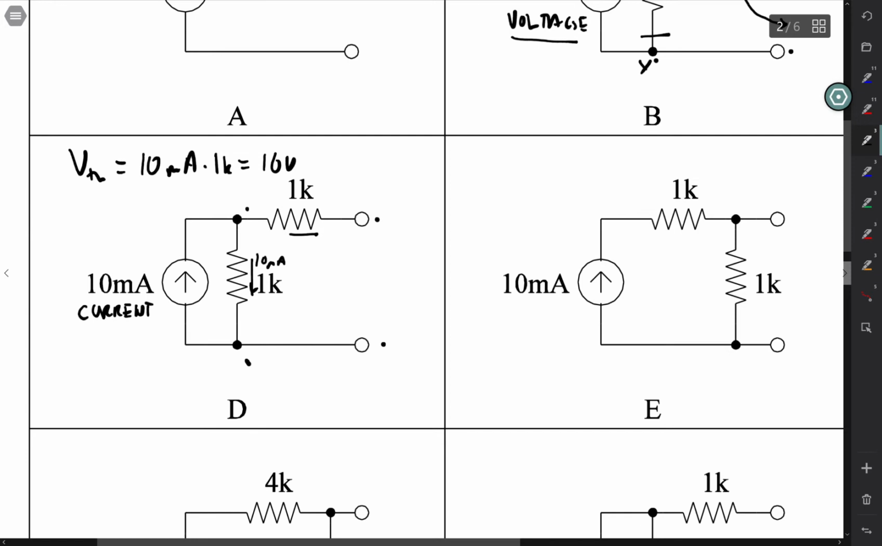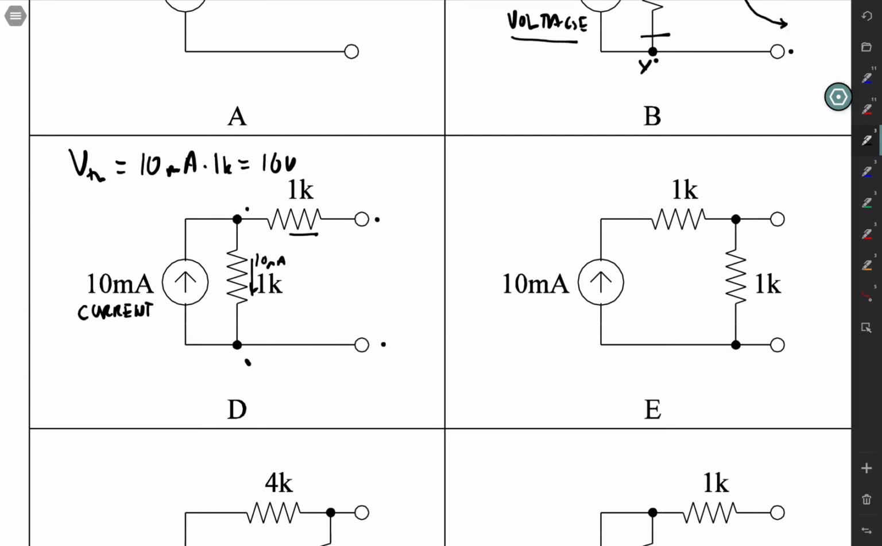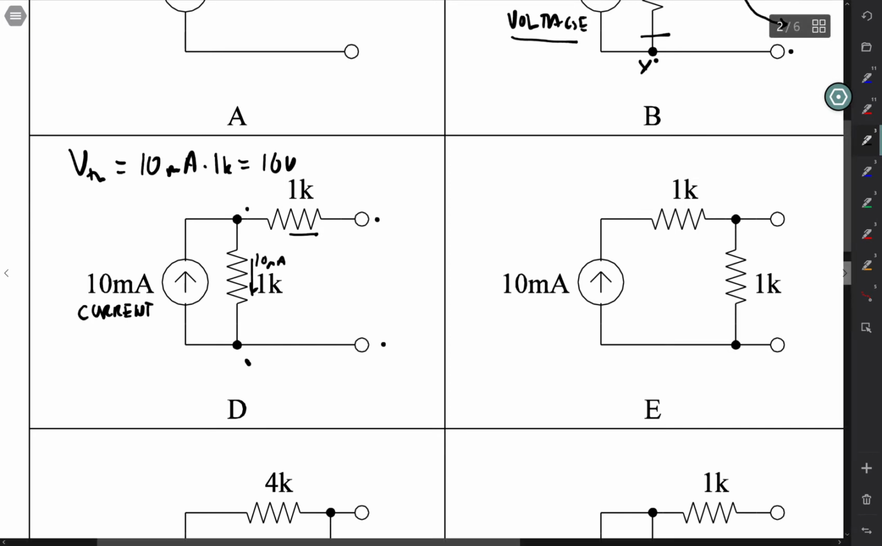On the other hand, the Thevenin resistance is different than it was previously because this current source has effectively an infinite resistance, and so the Thevenin resistance is going to be this 1K in series with the other 1K, or 2K, and that is equal to the Thevenin resistance. This is an important distinction between how current sources act and how voltage sources act.